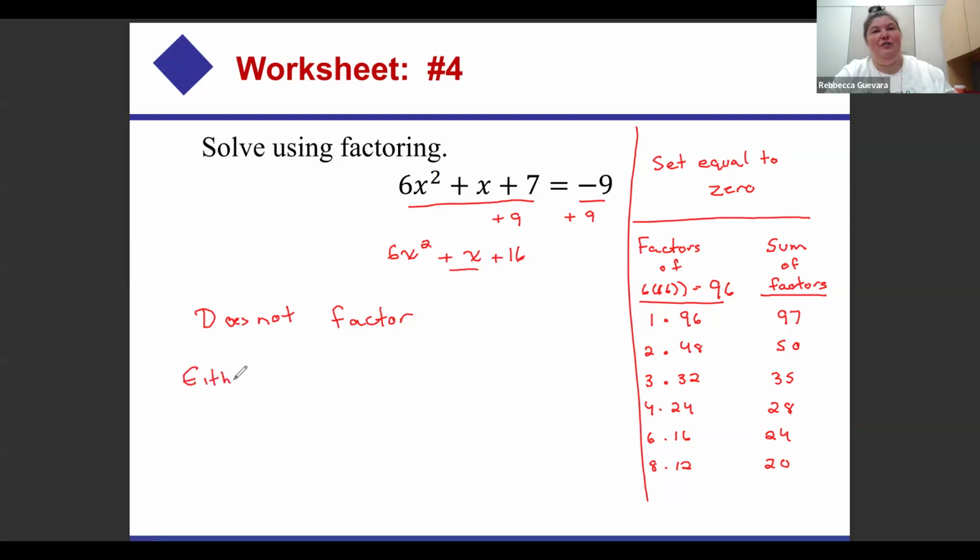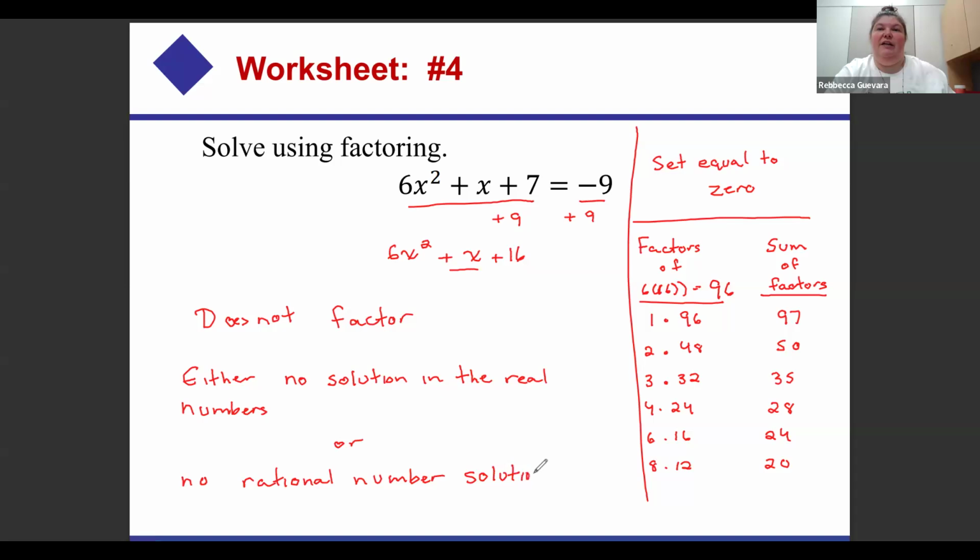So like I said, it doesn't factor. So either no solution in the real numbers, or no rational number solutions. Meaning that if we were to find solutions that were real numbers, they probably have square roots in them. Like I said, I'm going to give you a graph of this one in a moment.